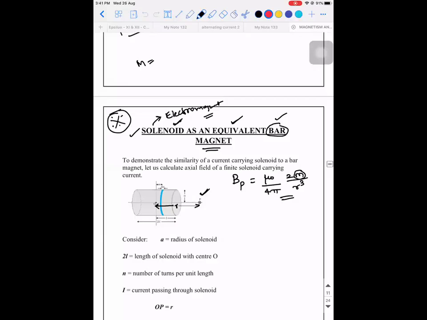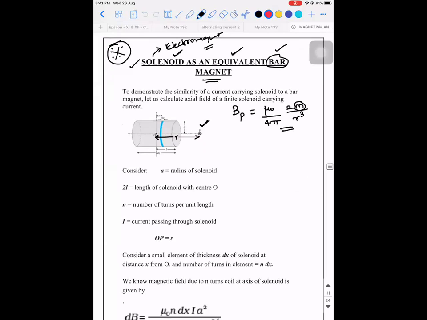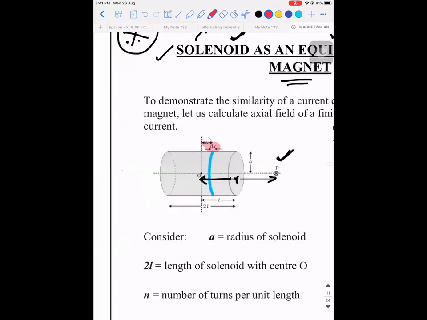Okay, mu naught divided by 4 pi into 2m divided by r cube. Okay, so how are we going to derive this? See, we need to consider a small element. You're able to see this blue color strip, right? Of thickness dx. We need to consider a small element of thickness dx at a distance x from the center of the dipole. I mean center of the solenoid.